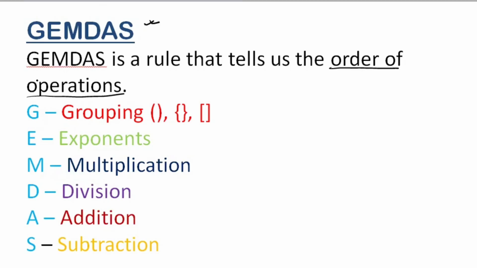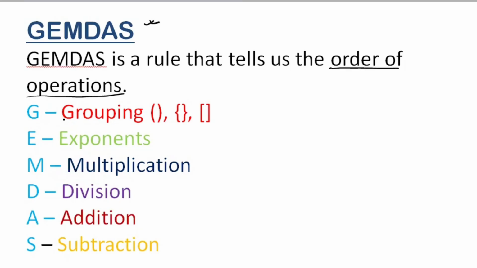What does the G stand for in GEMDAS? G stands for grouping. All the brackets come under grouping. E represents exponents. M represents multiplication. D represents division. A represents addition. S represents subtraction. This shows that we have to solve the math problem according to this order of operations.